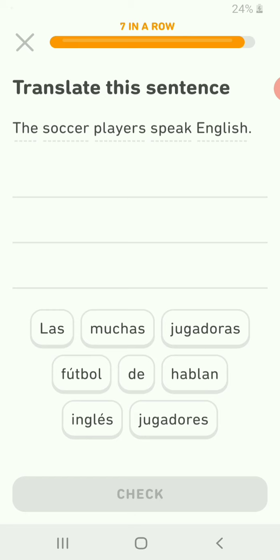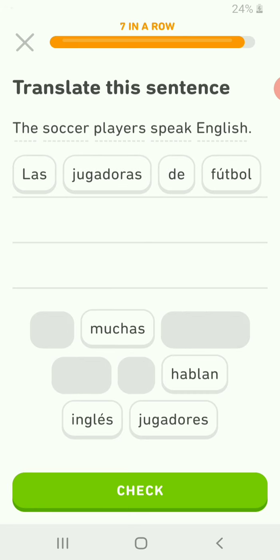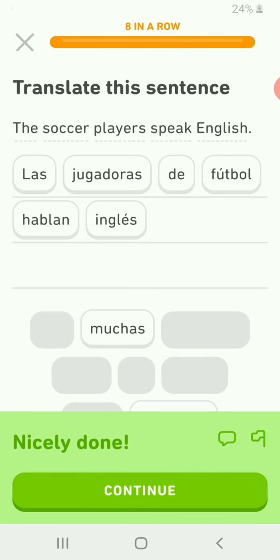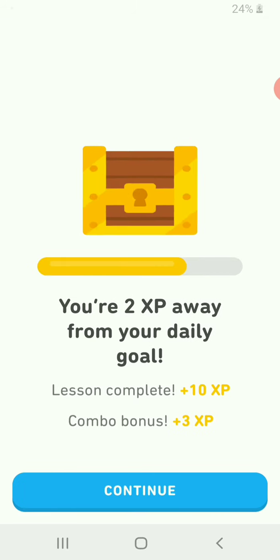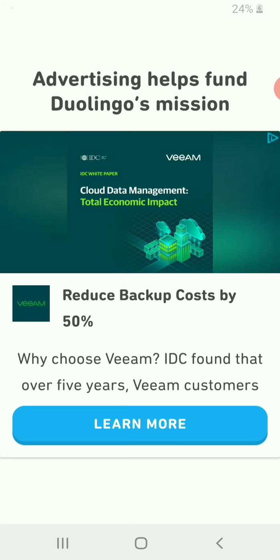And the soccer players speak English, sorry. The soccer players speak English. Las jugadoras de fútbol hablan English. Yes, that's what I didn't do right the last time because I omitted the football, so soccer player. All right, this is great. So I think I have still one.